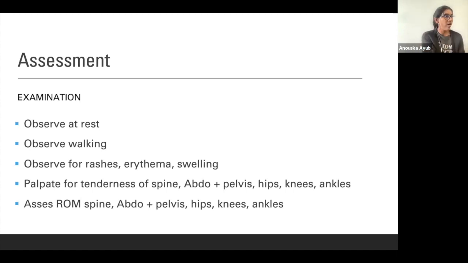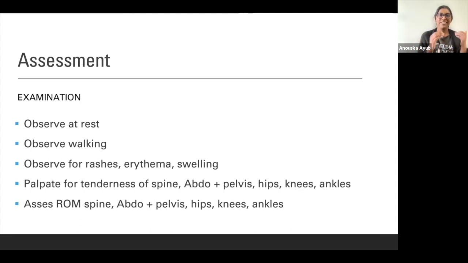Observe the child walking. Ask them to get up and walk around the room with their parents, or ask them to move to a different bed if you need to trick them into walking somewhere, things like that, with their parents, with you nowhere nearby. So you might observe limping. You might observe that they're very reluctant to put their foot down, things like that. Observe for rashes, erythema, and swelling, and then you can feel things.